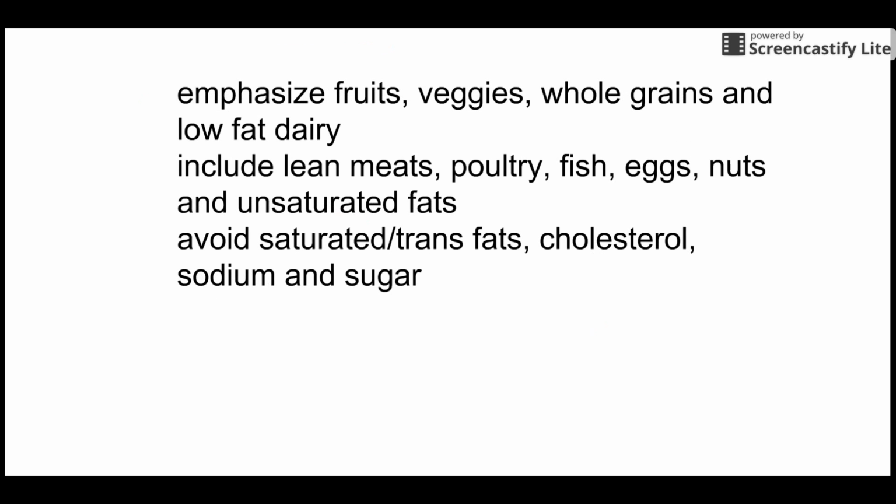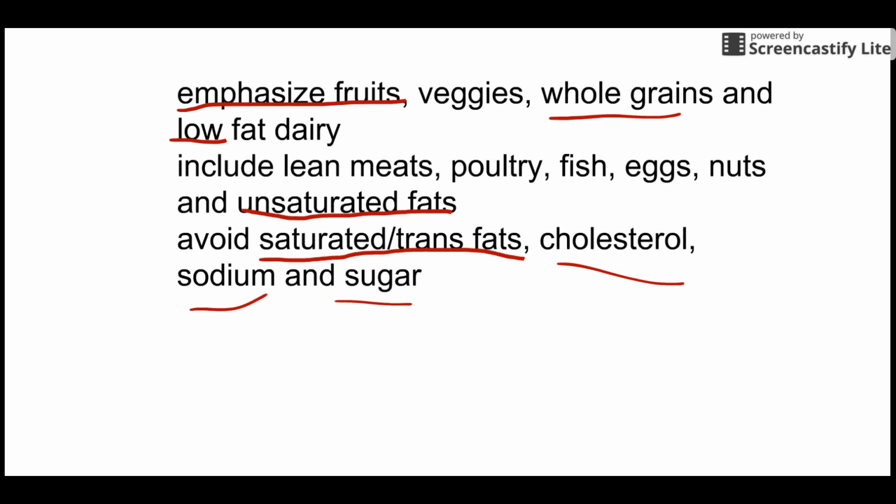Okay, so this is another way of breaking it down. You want to emphasize lots of your fruits and veggies and whole grains, which we're going to talk more about, and low-fat dairy, trying to stay away from the fat, but dairy is important for you. Include your lean meats, particularly fish and eggs and things like that, which are a little bit better. And unsaturated fats are actually good for us. There are lots of fats that are good for us, and we're going to talk about those. And then you want to try and avoid these things. Try to avoid your saturated and your trans fats. Those are really bad. Your cholesterol and your sodium and your sugar. Those are the big areas, okay?